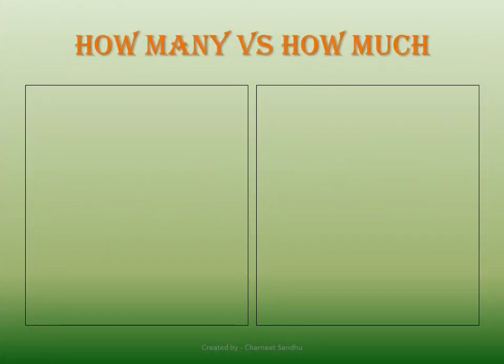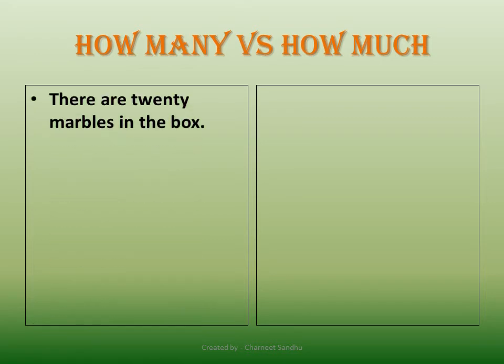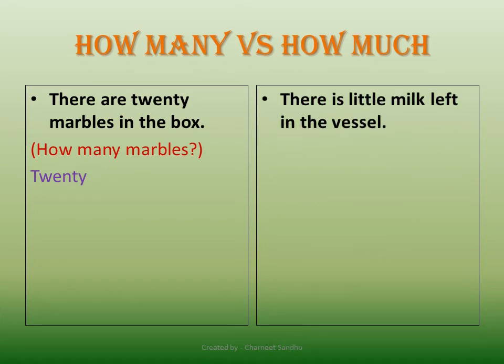Let us now move on to the concept of how many and how much. There are 20 marbles in the box. How many marbles? You are absolutely right, 20. There is little milk left in the vessel. How much milk? Little.